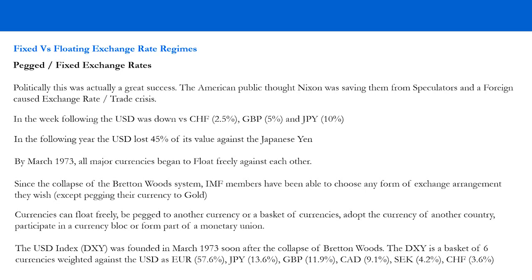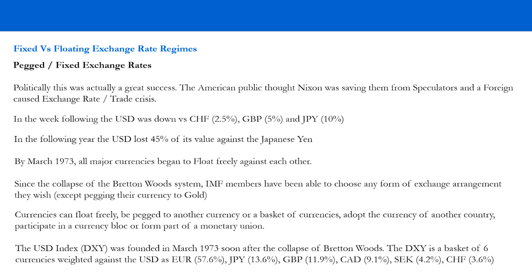Since the collapse of the Bretton Woods system, the IMF members have basically been able to choose any form of exchange rate arrangement that they wish to have, well, except pegging their currency to gold. So currencies now can float freely, be pegged to another currency or basket of currencies, or adopt the currency of another country. Countries can participate in a currency bloc or form part of a monetary union, such as the euro, for example.